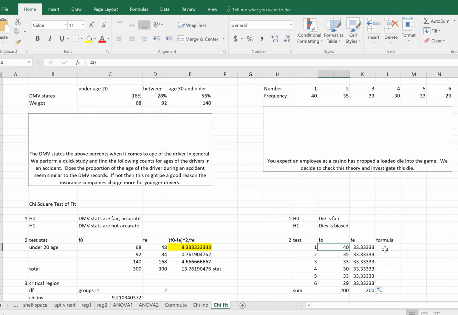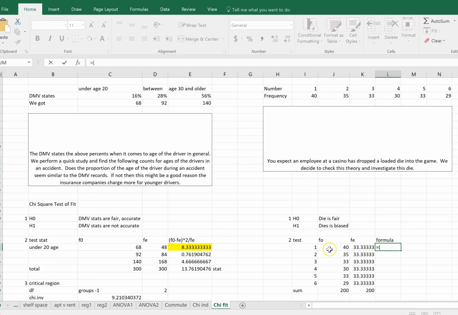The question is, are any of these far enough apart for me to go, whoa, there's clearly something wrong with this dice? The question is, how far apart can they be? This is what I observed when I rolled the dice. This is what was expected if the dice was fair. Well, that's why the formula was built.